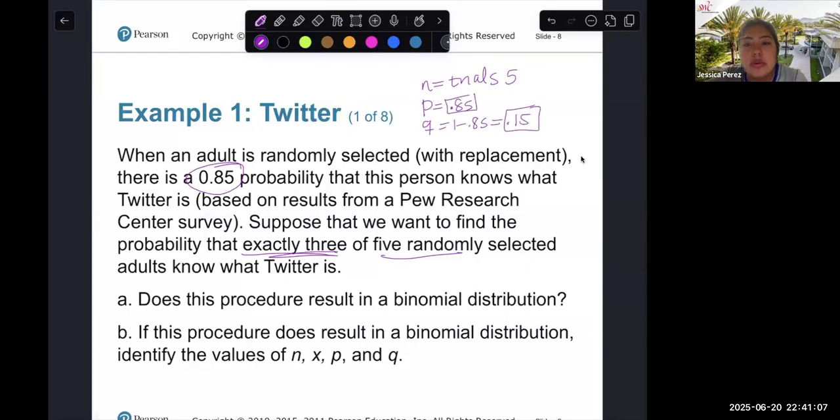So in this case, we know that this will be a binomial distribution because it's split into 2 categories, success and failure. You know what Twitter is, or you don't know what Twitter is. This also has the consistency of a success and failure, and the probability will stay the same throughout. So A does satisfy. Now, if this procedure does result, find the values of N, X, P, and Q, which we already did. N is 5, P is 0.85, Q is 0.15, and X, the number of successes, is 3.